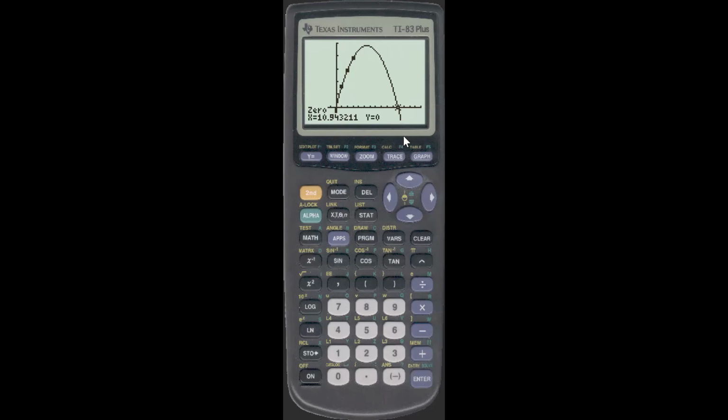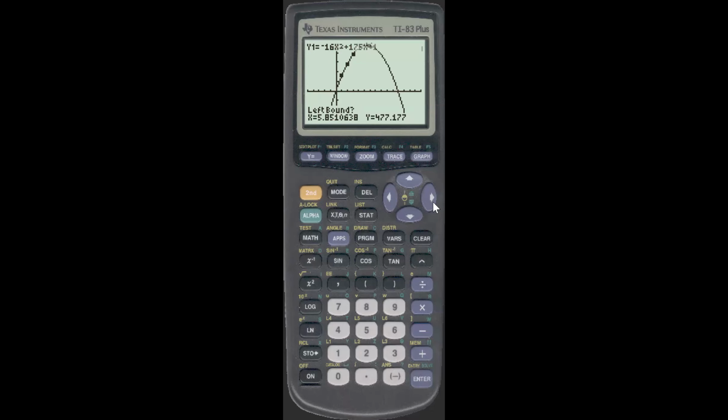Okay, let's try this another way. We're going to go back to the window and we're going to change the Y min to minus 300. Window, Y min, minus 300. Okay, go back to graph now. Make sure it looks something very similar to this. Identical. All right, now go to second calc, 0. So go down to number 2 and hit enter.